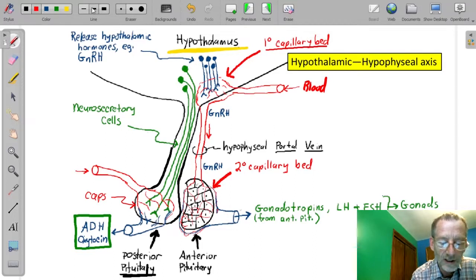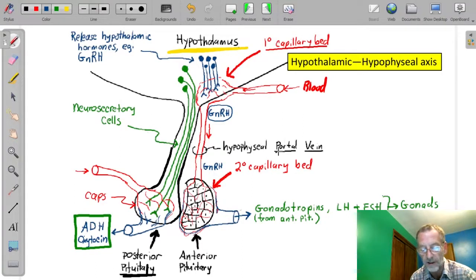So the blood flows into the capillary, picks up any hormones that are released by those hypothalamic neurosecretory cells, and those hypothalamic hormones are then carried from the hypothalamus down to the anterior pituitary gland. And the hormone that we're looking at now is GnRH, which is gonadotropin releasing hormone. You need to pay attention to the name, the parts of the name, and sort of figure that out. So I'll write that in here.